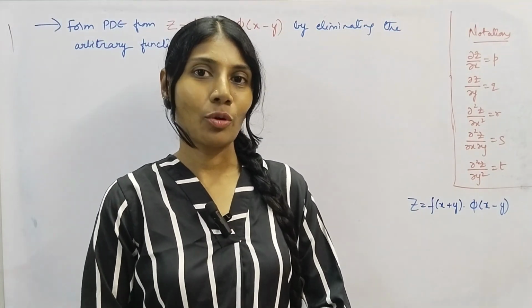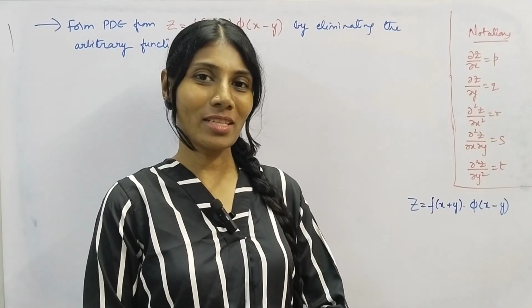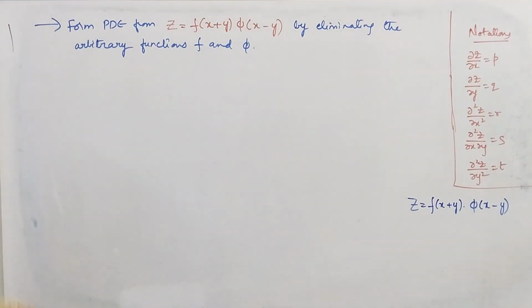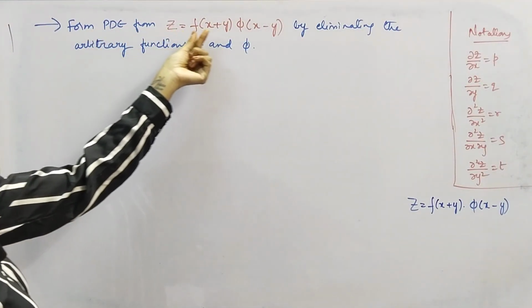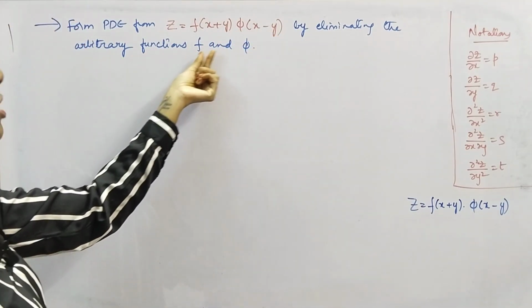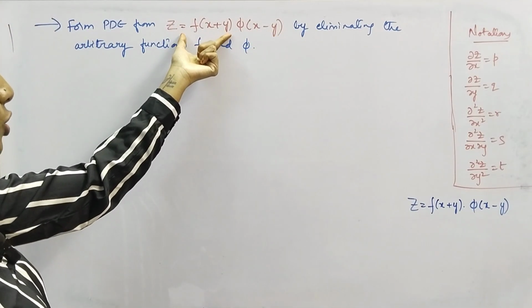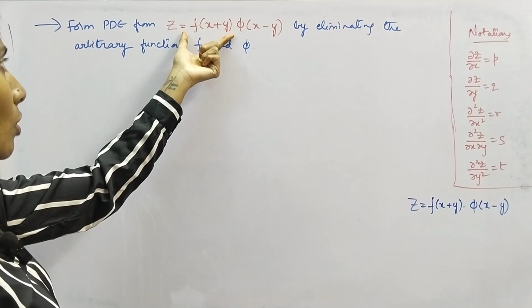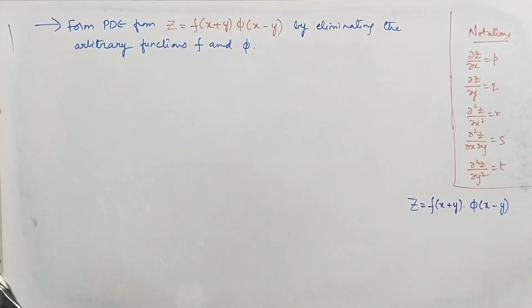In this video, we're going to see a problem from partial differential equations. So let's get going. Problem: form a partial differential equation from z equal to f of x plus y into phi of x minus y by eliminating the arbitrary functions f and phi. We are given a relation, and we are asked to form a partial differential equation from it by eliminating f and phi. Let's see.